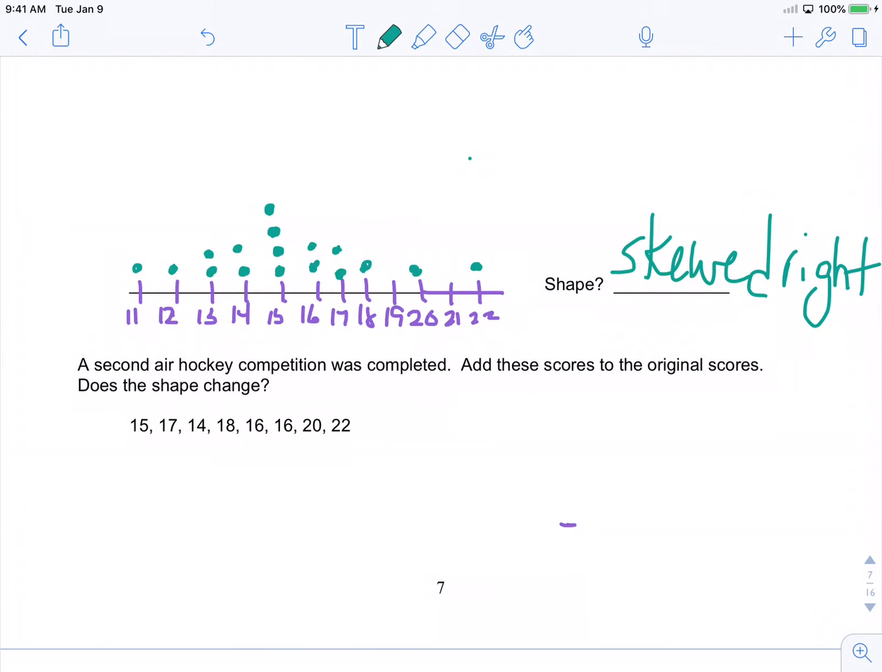So after you have the points plotted, does adding these scores to the original scores change the shape? Look at your new shape and think about what it looks like. Well, yes, of course it's changing the shape, because the values added change the height of some of the intervals we have here. And what shape does it look like? I would say this now looks like a mound graph, not uniform.